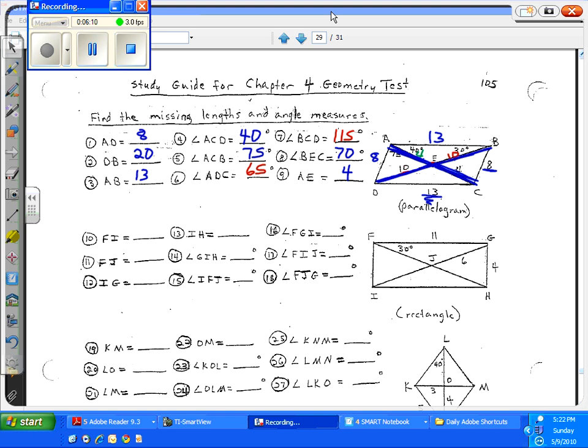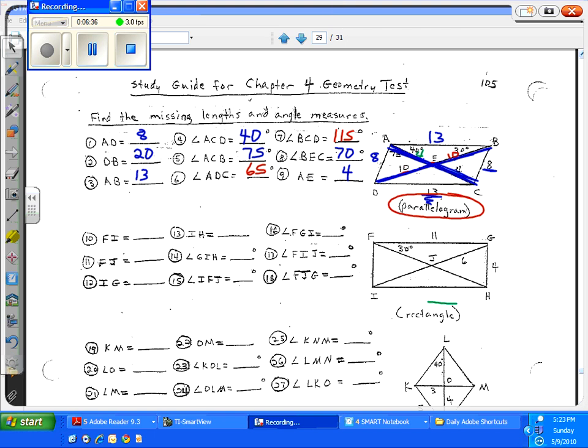So let's review for a parallelogram. The definition says it's a quadrilateral having both pairs of opposite sides parallel. Parallelograms have 6 properties. Both pairs of opposite sides are parallel. Both pairs of opposite sides are equal. Both pairs of opposite angles are equal. Consecutive angles are supplementary. The diagonals bisect each other, and each diagonal forms a pair of congruent triangles.